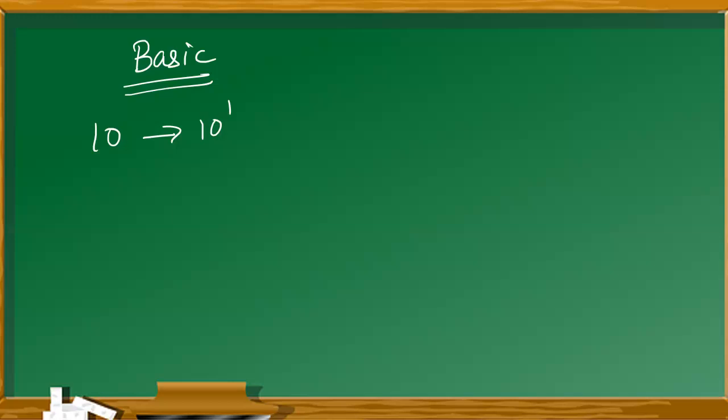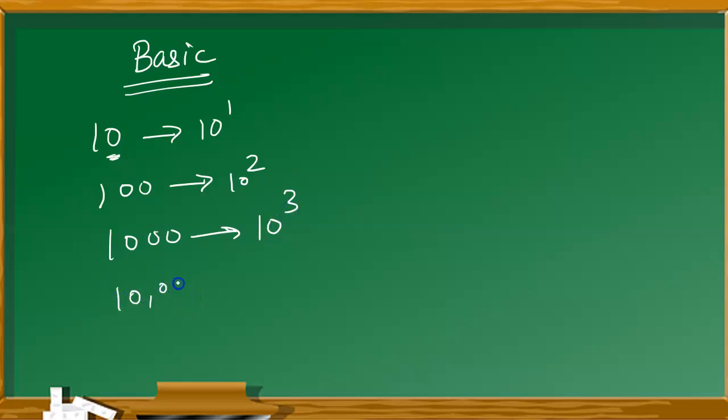First understand that 10 is referred to as 10 raised to 1. 10 has a single zero, hence referred to as 10 raised to 1. 100 has 2 zeros, it is referred to as 10 raised to 2. 1000 has 3 zeros, that is referred to as 10 raised to 3. 10,000 has 4 zeros, it is referred to as 10 raised to 4.